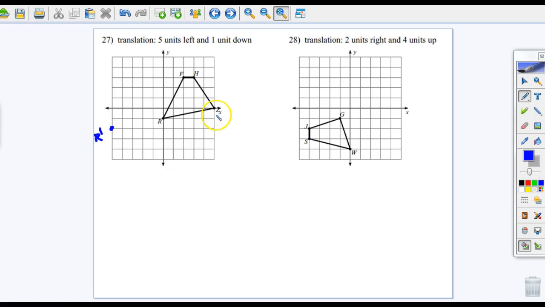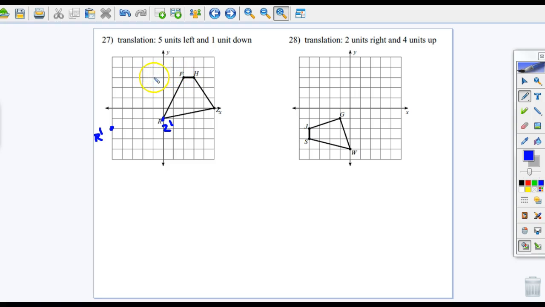I think this is Z or L. I don't know. But we're going to go 1, 2, 3, 4, 5, and then 1 unit down. And that's going to put my Z prime right at R. And that's okay. It's perfectly okay to have a prime point on top of an older existing point. So let's look at F.